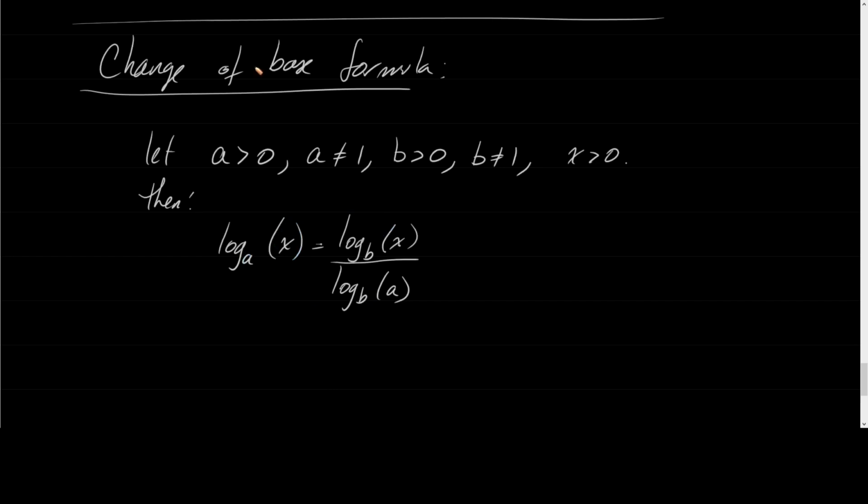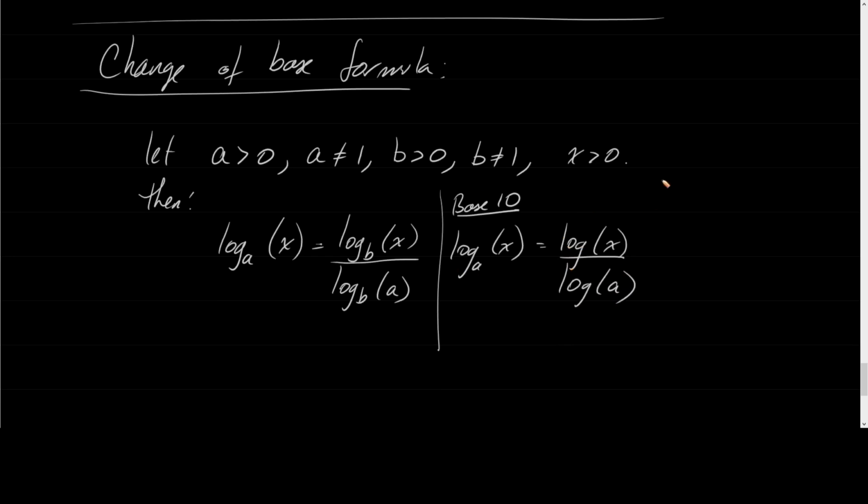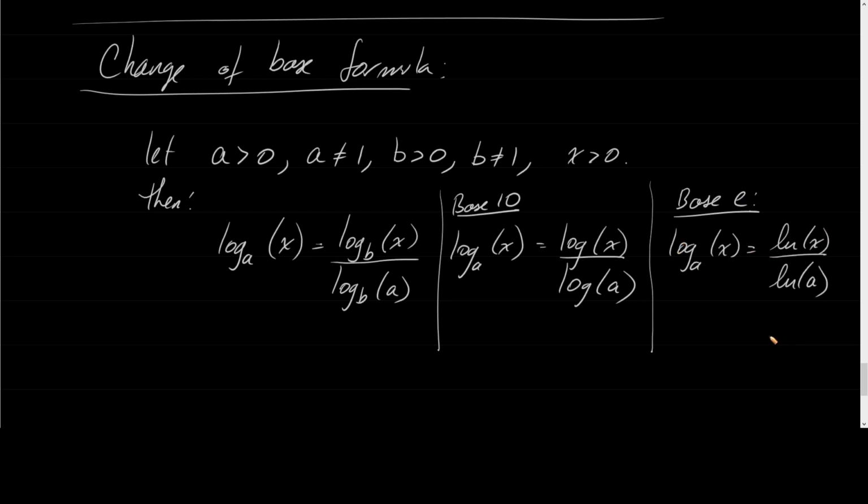So how is that helpful? Well, it's helpful because we can apply this to base 10. If we're going from log base A of X to base 10, remember base 10 is just a common log, so I end up with just log of X over log of A. We could also do this to base E, in other words, ln, right? So if I started with log base A of X, that would be equal to just ln of X over ln of A. All right.